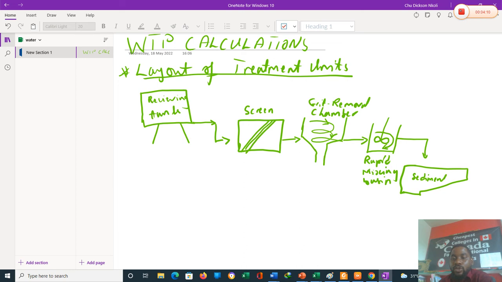For sedimentation, one of the key important factors is the settling velocity, which is governed by acceleration due to gravity. There we'll start talking about Stokes' law and the rest. Another component is the retention time or detention time, how long the water will stay inside the unit. From there, we move to the filtration units.